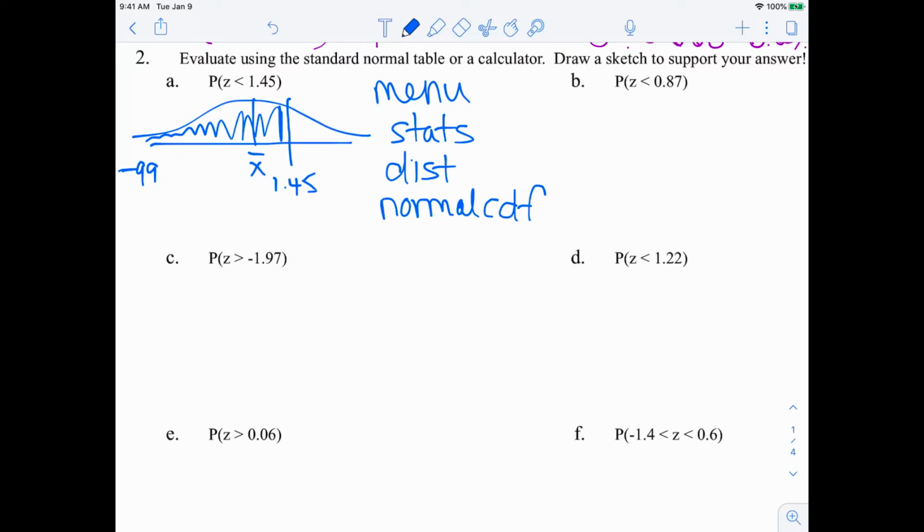We don't change anything else. And then this ends up giving us a probability of 0.9265 or 92.65%. And that would be our final answer for that one.